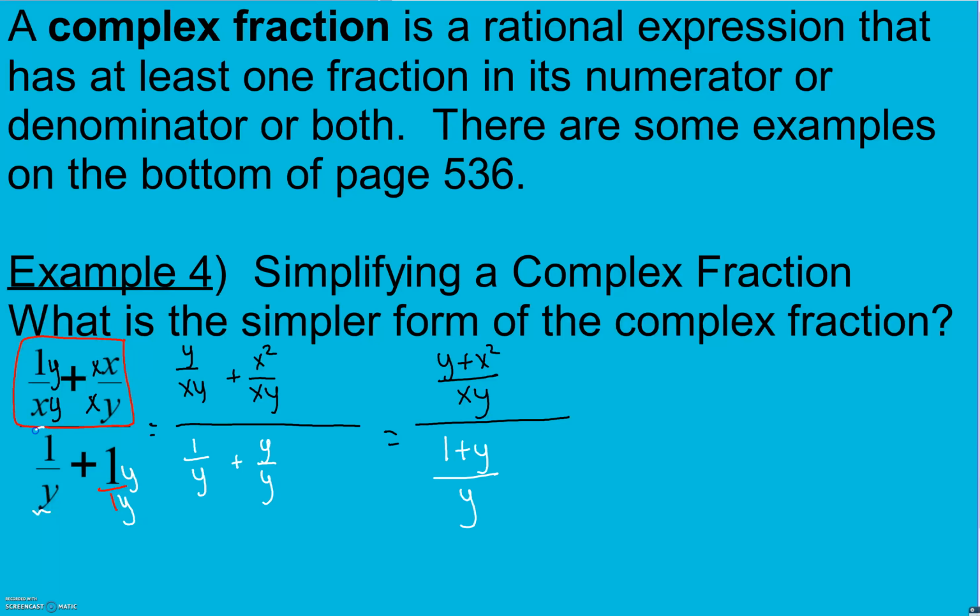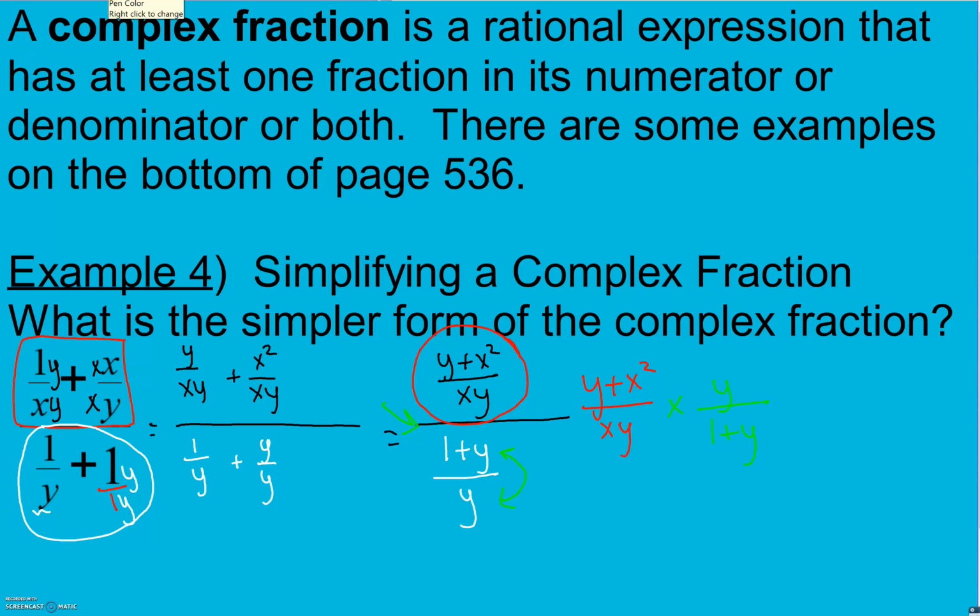Now, I've simplified my numerator, I've simplified my denominator. Now what I really have is division. And when we divide with fractions, we multiply by the reciprocal. So I keep my first fraction exactly as it's written. Y plus x squared over xy. Instead of dividing, I switch to multiplication. And I take the reciprocal of my denominator, which means my top goes to the bottom and my bottom goes to the top.